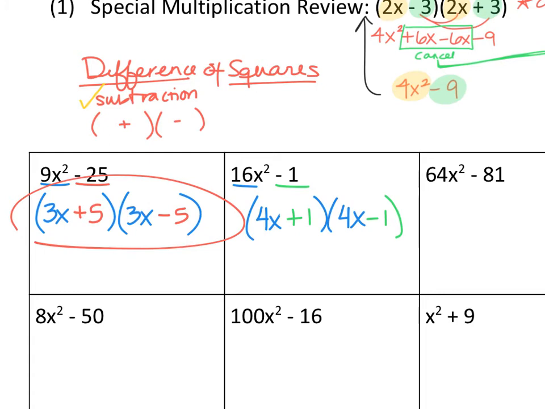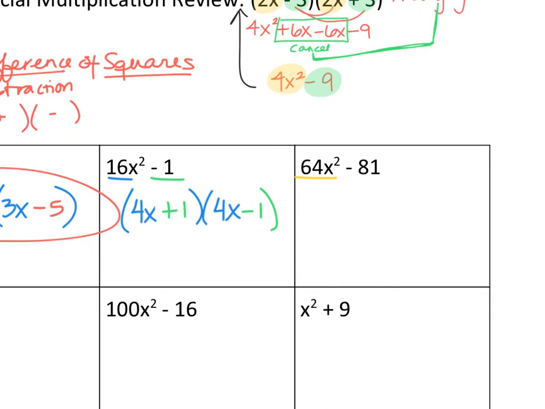All right, same thing on this last one. I'm going to break 64 apart. That's going to give me 8x and 8x. And then I'll break the 81 apart, negative 81, so that's going to be plus 9 minus 9.